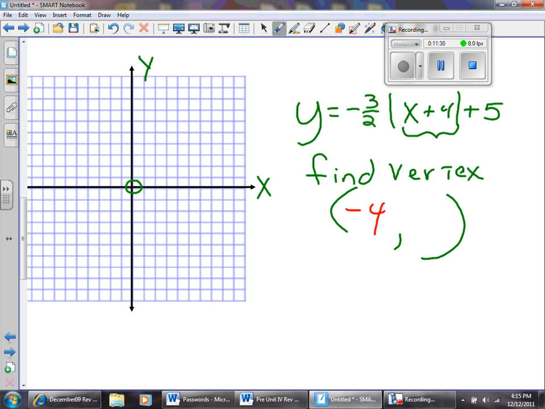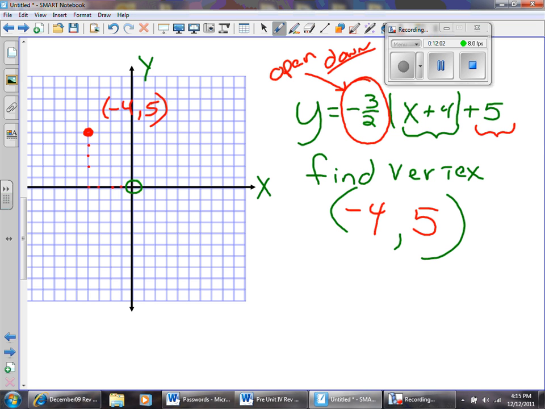Okay. For the y-coordinate of the vertex, I look here. I don't change the sign. 5. My vertex occurs at negative 4, 5. 1, 2, 3, 4. 1, 2, 3, 4, 5. There is my vertex. Negative 4, 5. Okay, now I see it's kind of like my slope over here, and I also see it's negative. This tells me it's going to open down. Yeah, because it's a negative.